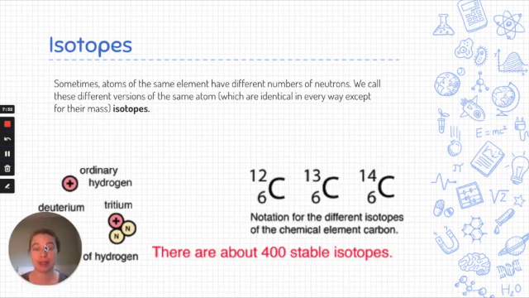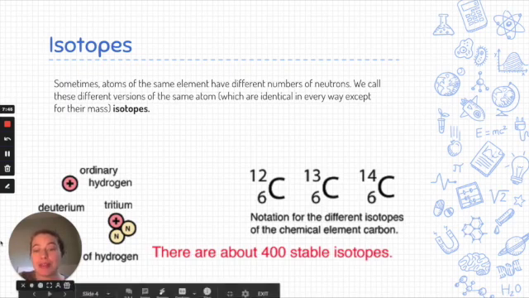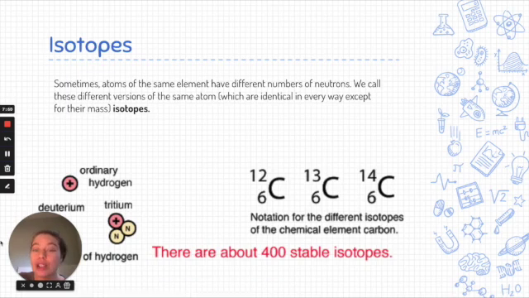For example, carbon comes in 3 typical isotopes. There's what we call carbon-12, which is carbon that has a mass of 12, carbon-13, which is carbon that has a mass of 13, and carbon-14, which is carbon that has a mass of 14. So all of those are isotopes of carbon. And here you can see them written out.